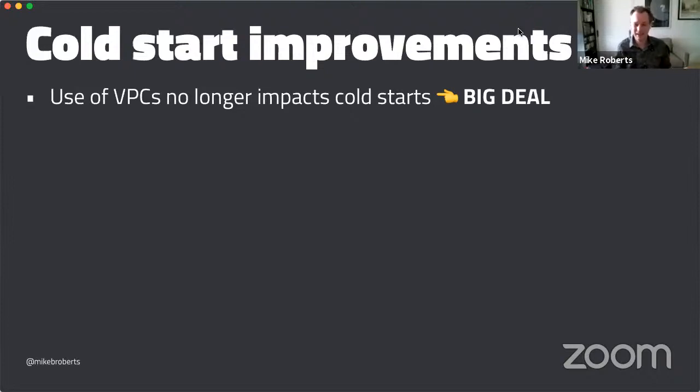Until, I think it was about a year or so ago, maybe a year and a half or so ago, if you were using VPCs and Lambda, every cold start would have anything between an extra second and an extra 10 seconds of latency because of the VPC, which was a real problem. This has gone away entirely. VPCs do not impact cold start times at all anymore. Amazon completely changed how VPCs are implemented with Lambda. And this is huge for companies that want to be using VPC resources.